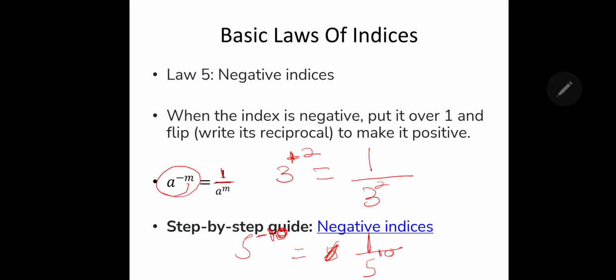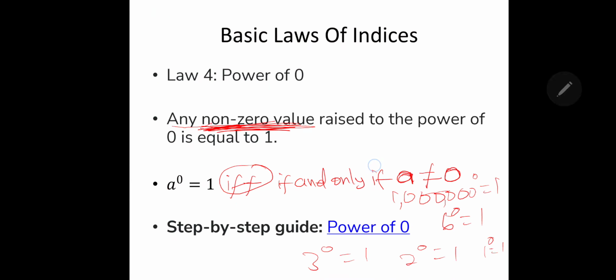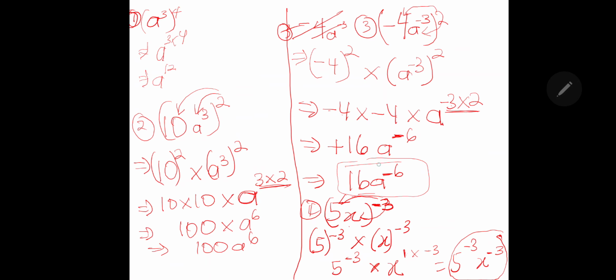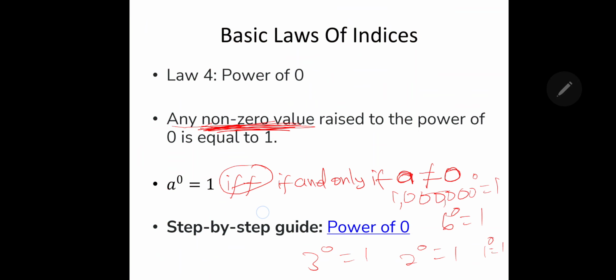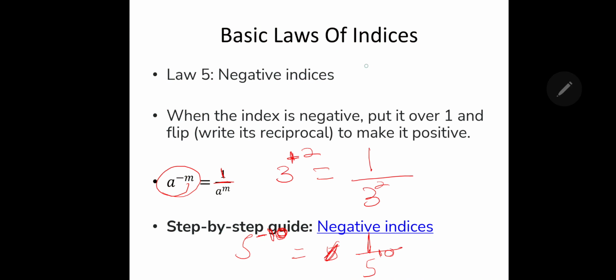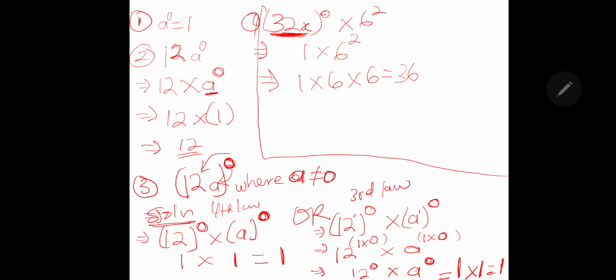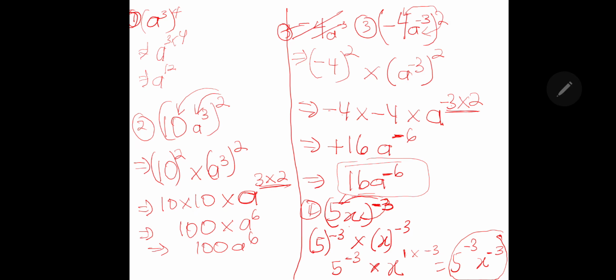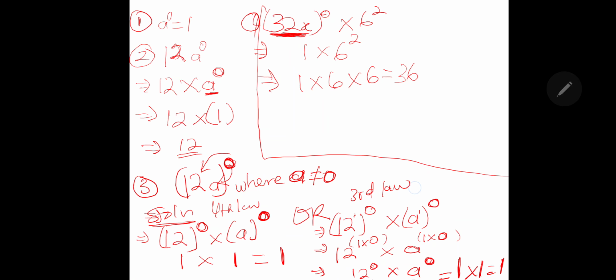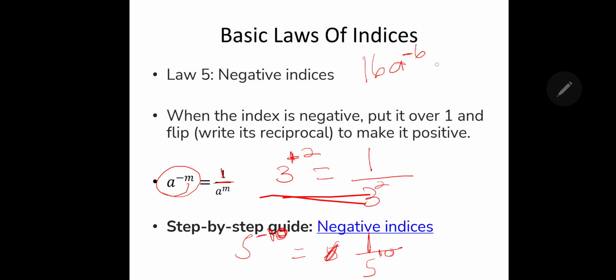So let's go back to those answers we were writing, and let's see if we can convert them to a form like this. So we had 16a to the power negative 6. The other one was 5 to the power negative 3, x to the power negative 3. Good. So these will be some of the examples we'll be using.